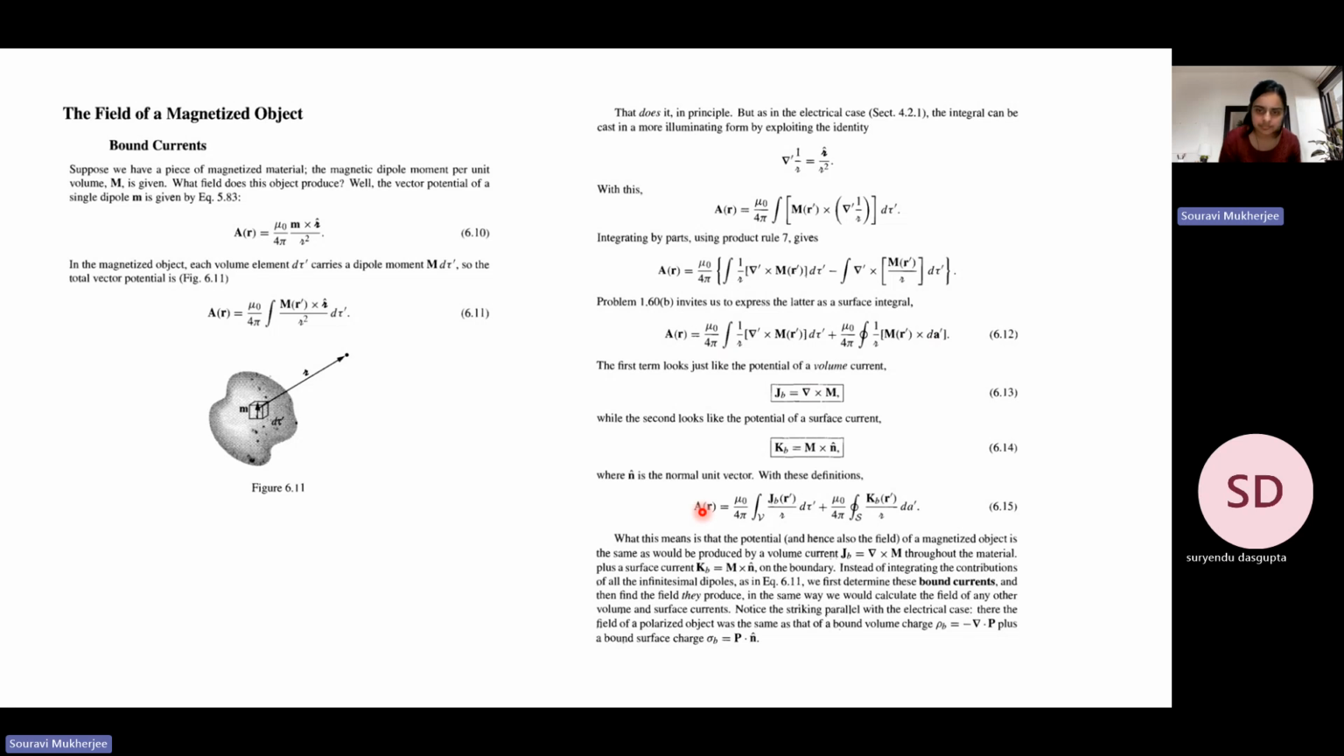Okay. Now, if you remember, these are analogous to what happened when we spoke about electrostatics, where you saw that because of redistribution of charges, there were bound charges, right? So you had a bound volume charge and a bound surface charge, rho b and sigma b, right? Which depended on P, that is the polarization of the medium. So similarly here, these volume and surface currents depend on the magnetization of the material.